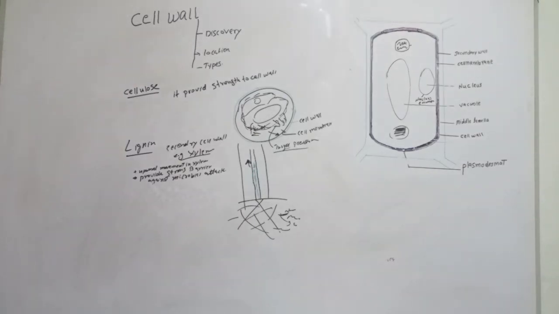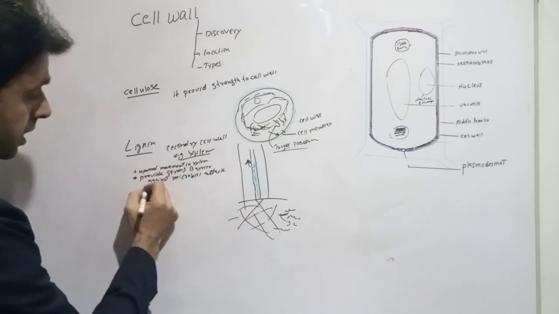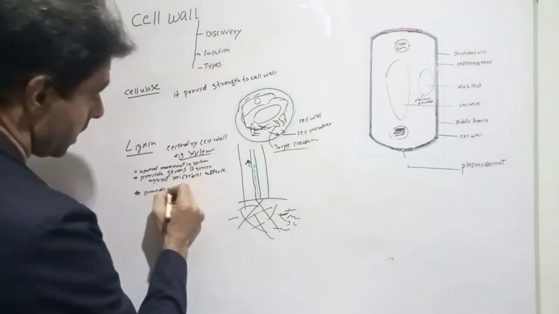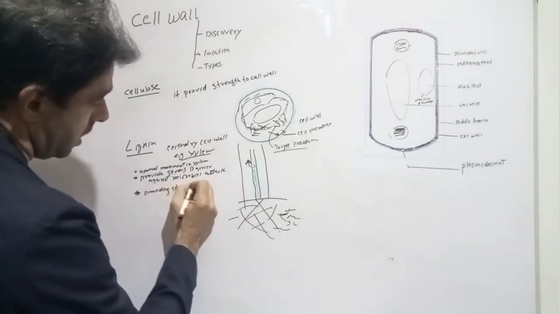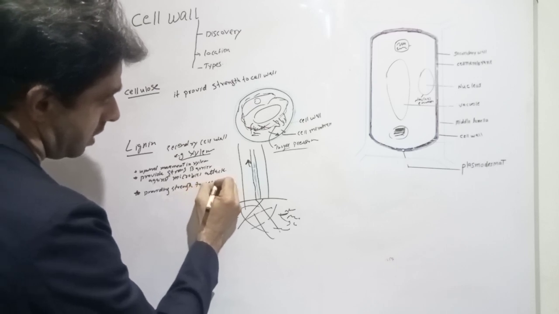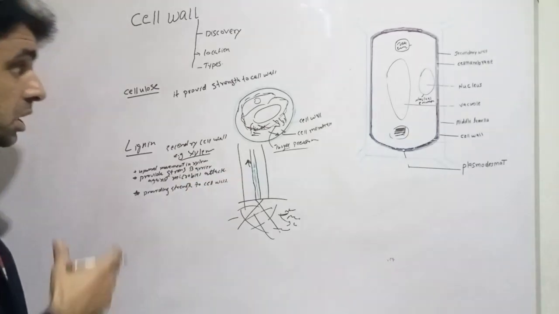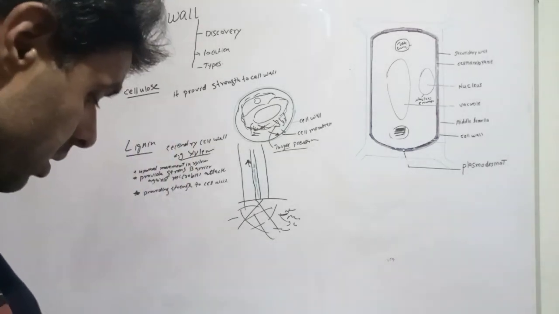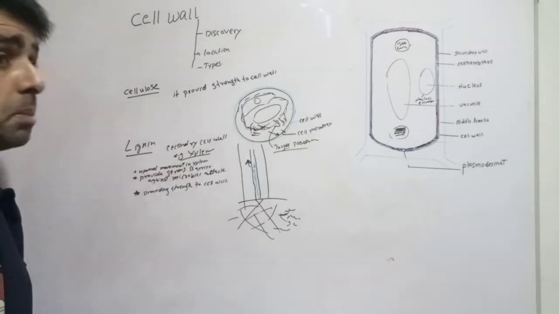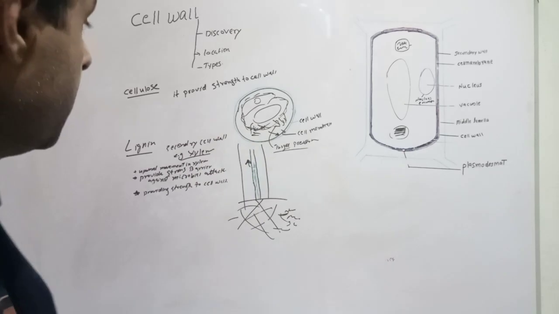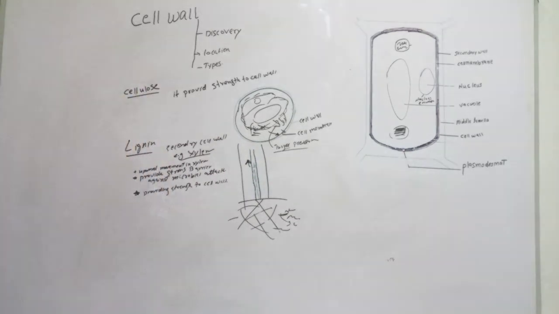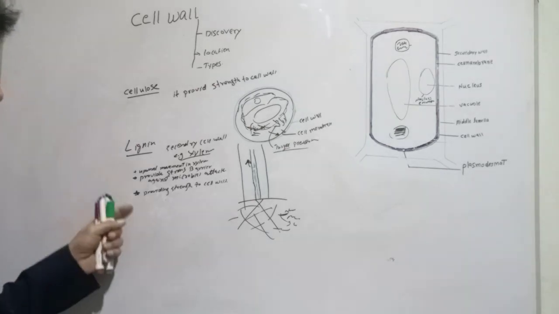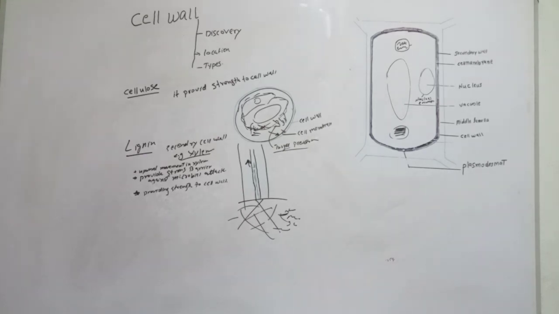Now the third function it actually does is providing strength to the cell wall. Okay. Cellulose also provides strength, and thus in that way it controls the overexpansion of the cell, or it controls the pressure which is generated in the cell, and that's why it plays a key role in the cell. And the next one is lignin, and lignin has three main important functions which I have already discussed with you.